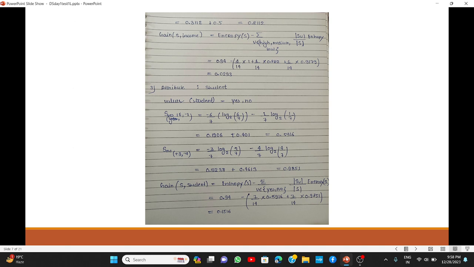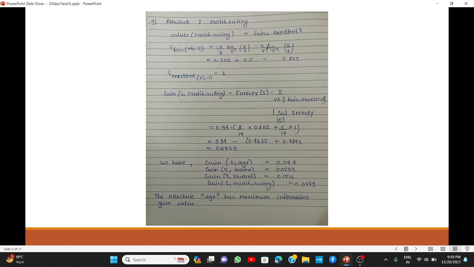Now we will consider student as the attribute. The values for student are yes and no. For yes, there are 6 yes and 1 no, and the entropy for yes is 0.5916. And for no, there are 3 yes and 4 no, and the entropy for no is 0.9852. Now the information gain for student is 0.1516.